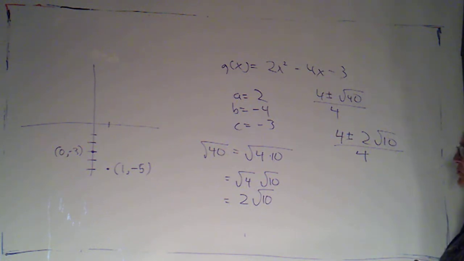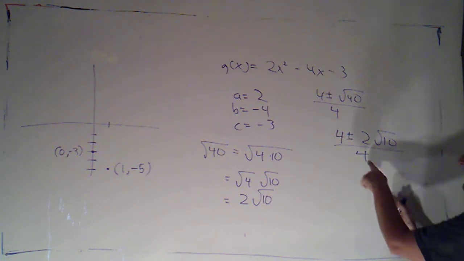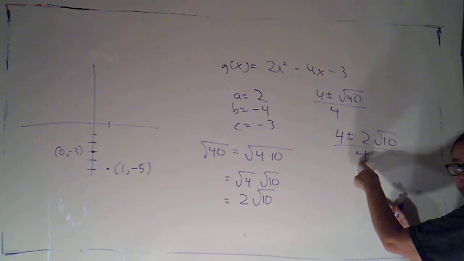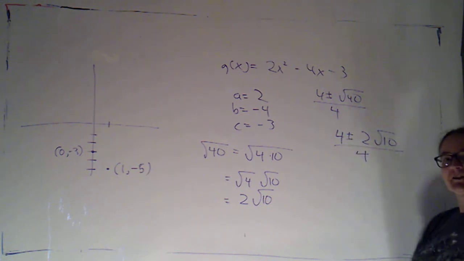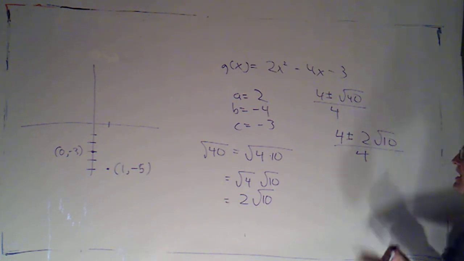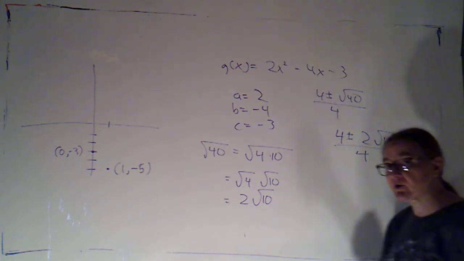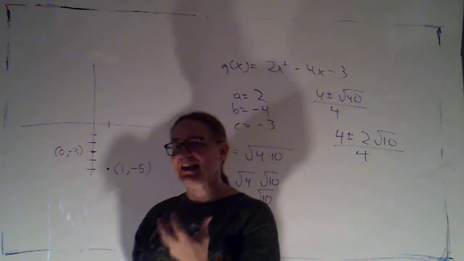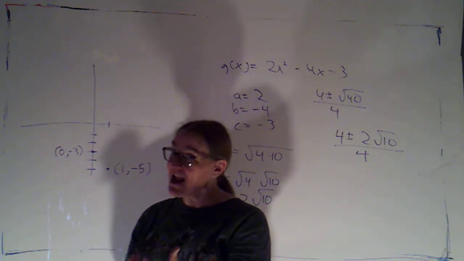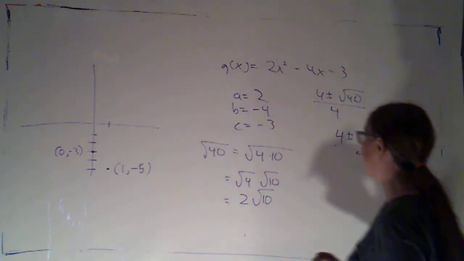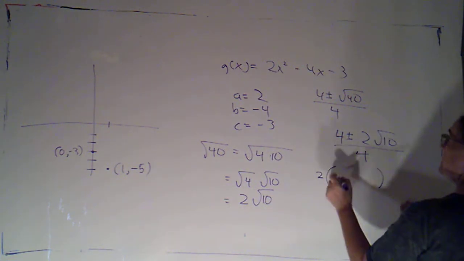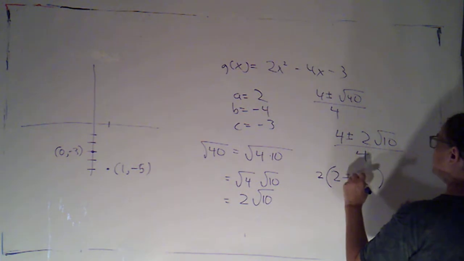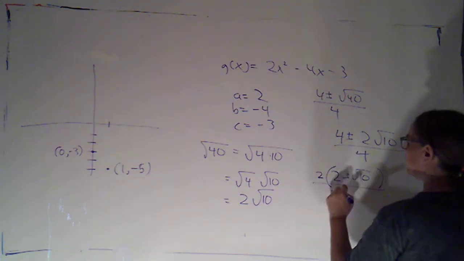I need to be super, super careful. I cannot cancel those 4s, and I cannot cancel this 4 and this 2, because I can't cancel across addition and subtraction. But if there's anything that I can factor out on the top so that it's connected to the rest of the top by multiplication, I might be able to cancel. And it looks like I can factor out a 2. This is 2 times 2 plus or minus root 10 all over 4.